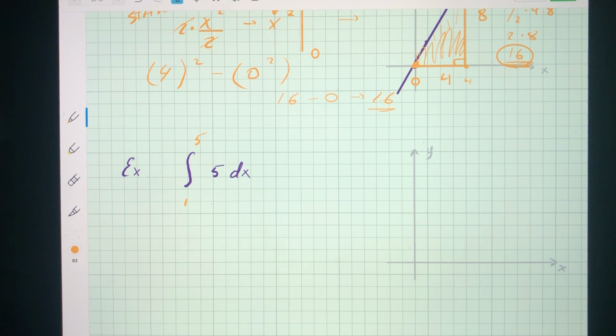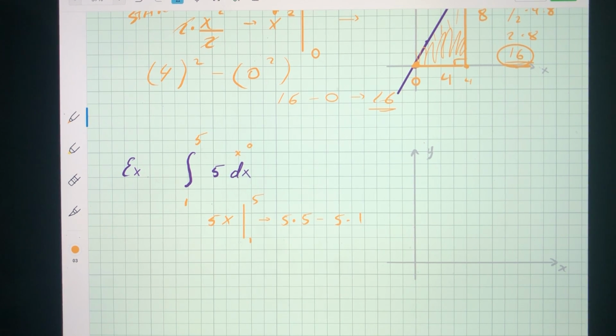Now what does it mean? Oh, sorry, of 5 dx. That means there is no x, so x is to the power 0. If we add 1 to it, we get 5x from 1 to 5. So substituting the 5, we get 5 times 5 minus, substituting the 1, we get 5 times 1.